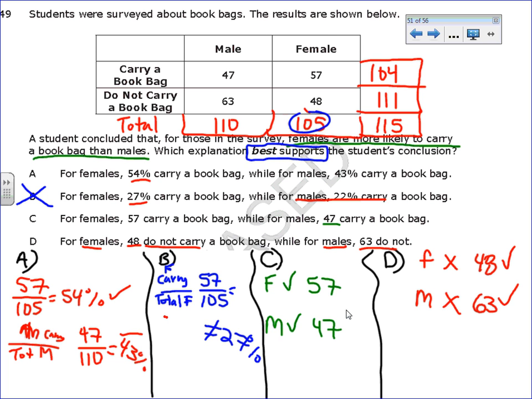When you want to give reports, and you'll notice on TV, what do they usually do? Percent. Does that mean percents are always the answer? No. But if you were trying to convince people that females were more likely to carry a book bag than males, would you say, well, 57 of them carried a book bag compared to 47 males? No. I mean, you could, but it wouldn't be very convincing. If you say a percent, 54% of females carry a book bag compared to 43%, that is a better support of that statement. So the answer is A.